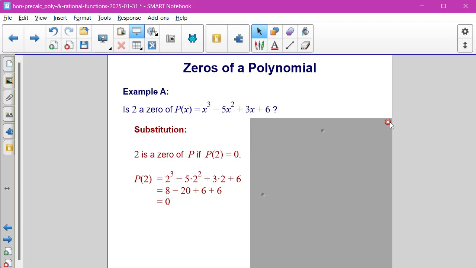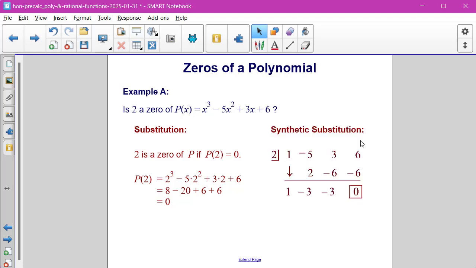The other way that we can determine if 2 is a 0 of the polynomial is through synthetic substitution. We can take the leading coefficient 1, bring it down, multiply it by 2, we get 2. Negative 5 plus 2 is negative 3. 2 times negative 3 is negative 6. Negative 3 minus 6 gives us negative 9, and then 2 times negative 9... wait, we add straight down and do have 0. So therefore, 2 is definitely a 0 of our function p.